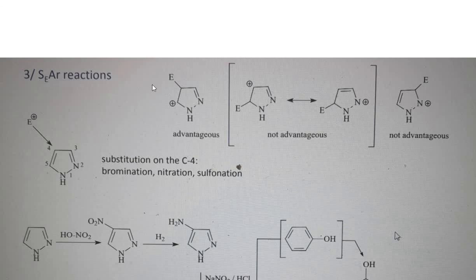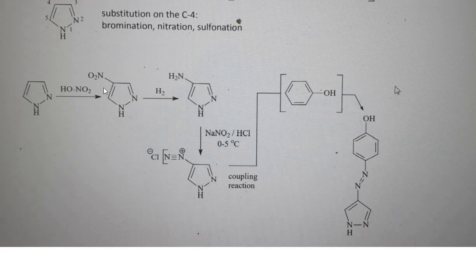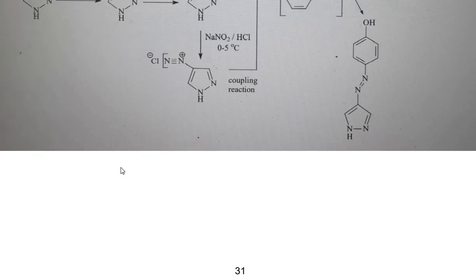This is the reaction scheme. You can see the advantage. Why is it substitution on carbon 4? This position is also important. So the NH position always gets 1, then 2, 3, 4. Substitution on carbon 4: bromination, nitration, and sulfonation. You can see nitration. This is the 4th position in pyrazoles.